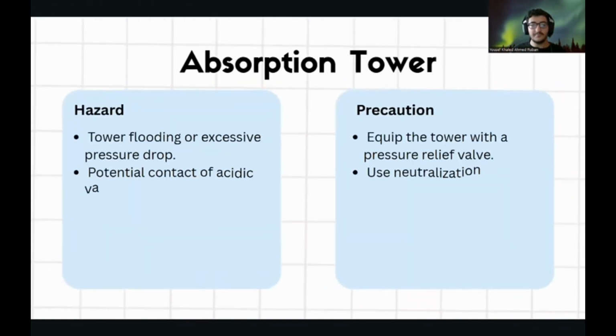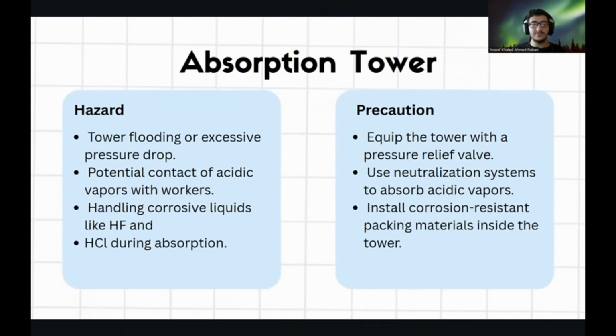Finally, the absorption tower. The hazards are tower clogging or excessive pressure drop, potential contact of acidic vapors with workers, and handling corrosive liquids like HF and HCl during absorption. The precautions are to equip the tower with a pressure relief valve, use a neutralization system to absorb acidic vapors, and install corrosion-resistant packing materials inside the tower.